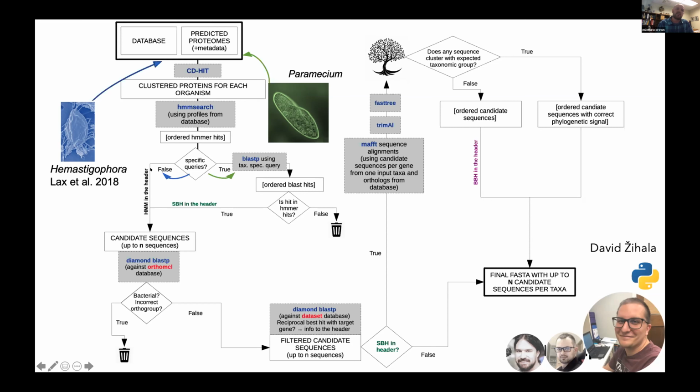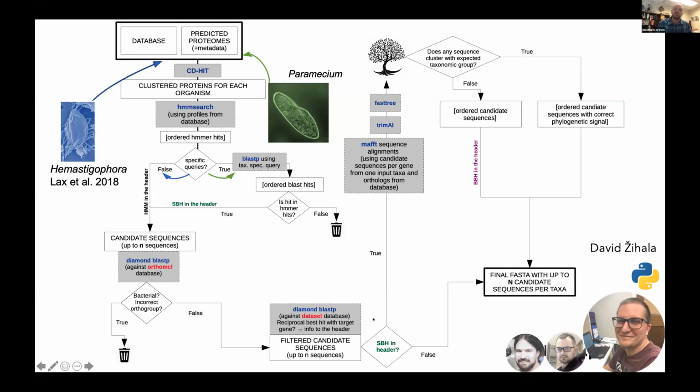But if you don't have organisms that are closely related, so let's say you don't know where Hemimastigophora goes, then you would just go ahead and collect all those HMMER hits. Then we do a DIAMOND BLAST against OrthoMCL, and we ask if they're in the correct ortholog group of OrthoMCL or if they're bacterial. And then we will do a BLAST against our entire data set to make sure that the best hit is actually in the gene that we're expecting. So it's a reciprocal best BLAST hit.